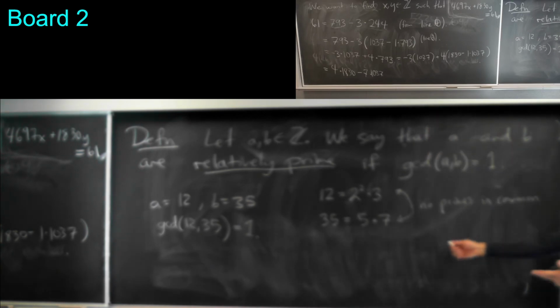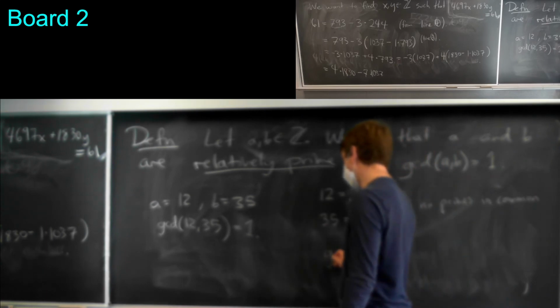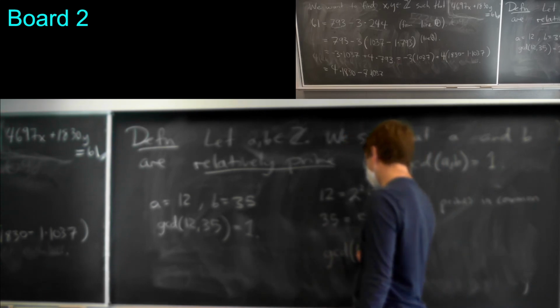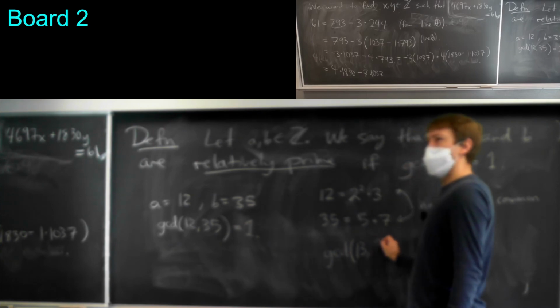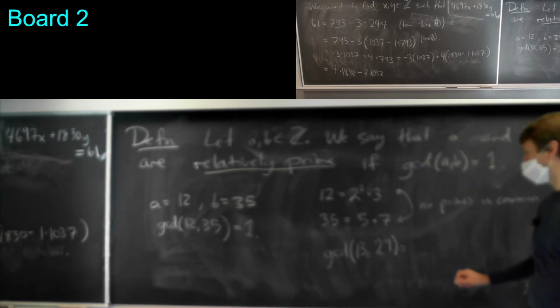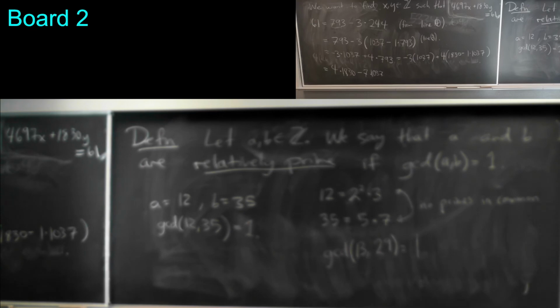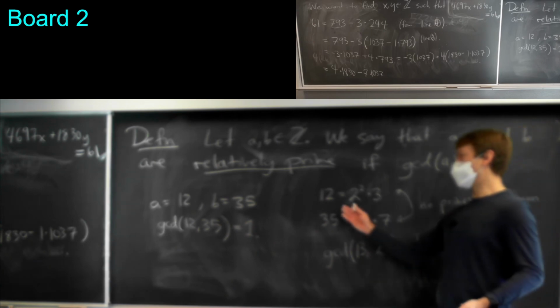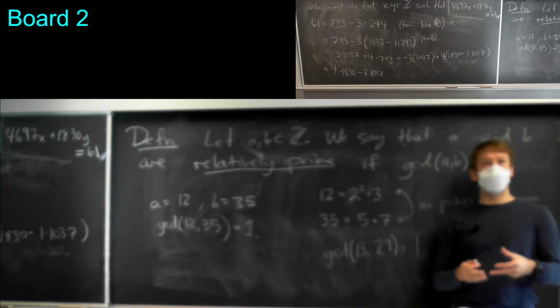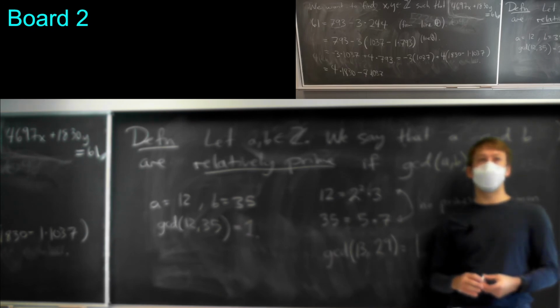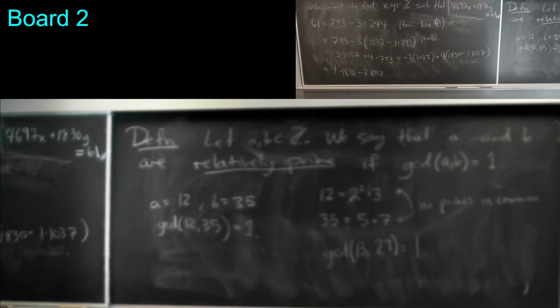For example, if I take two primes, like 13 and 29, that's going to be 1, right? So two different primes is one example of two things that are relatively prime. Generally speaking, if you write the prime decomposition and they have nothing in common, then they're relatively prime. But it's good to remember that this is a property of two integers, not one integer. Any questions about that?